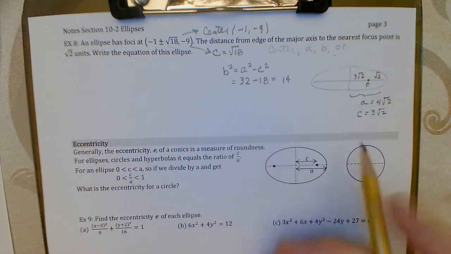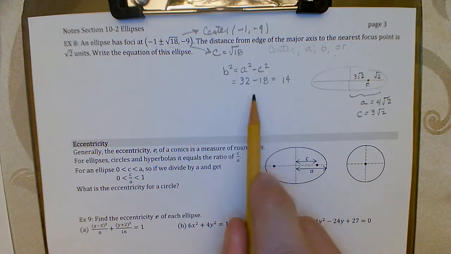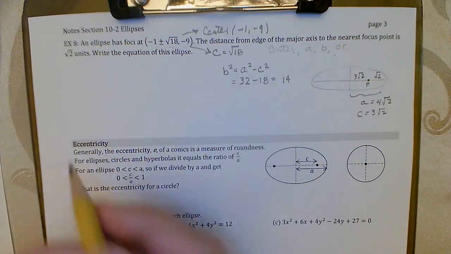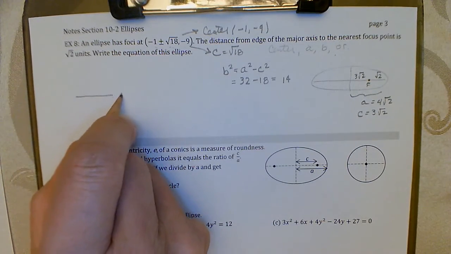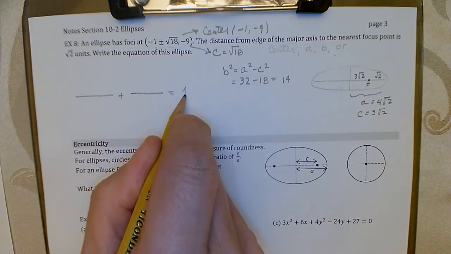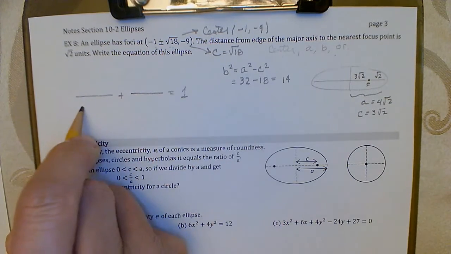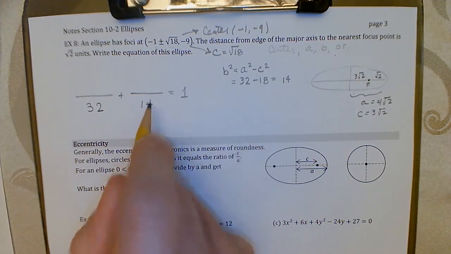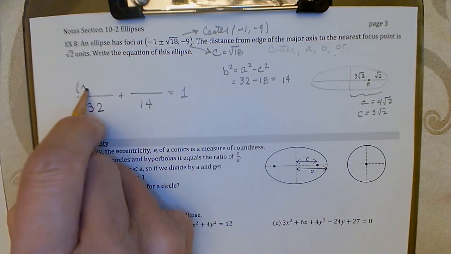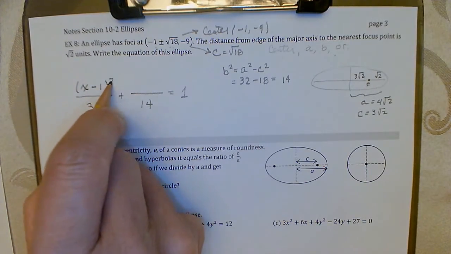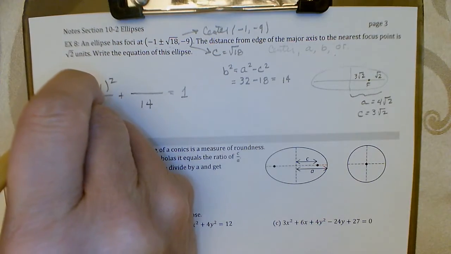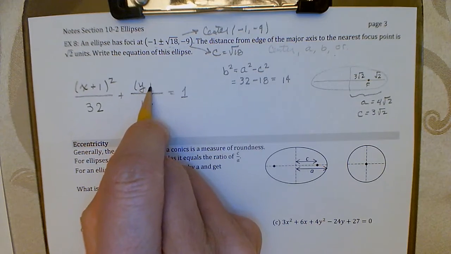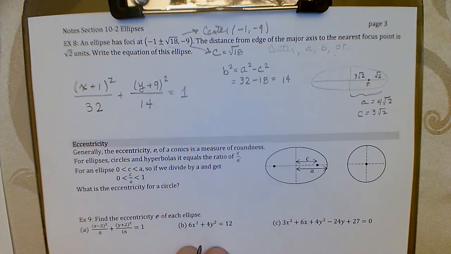Okay? Ultimately, I'm not going to try to simplify the square root of 14 or anything like that, because I said I wanted A and B, but really I need A squared and B squared. So now we can just write the equation. It's horizontal, so I know my A squared goes down here, so that's 32. B squared goes here, that's 14. I know I have x minus h. Actually, that's plus, because it's a -1, so it's the opposite. And then y plus 9 quantity squared. Okay?